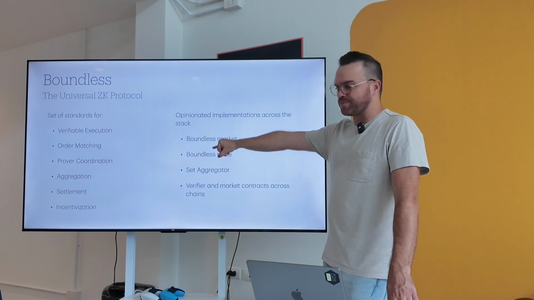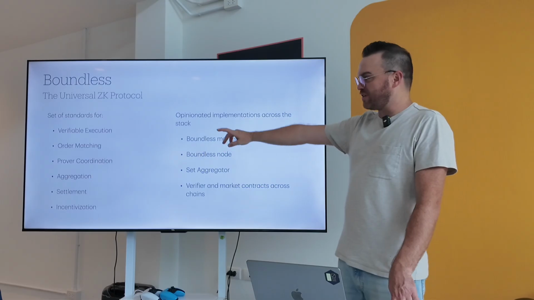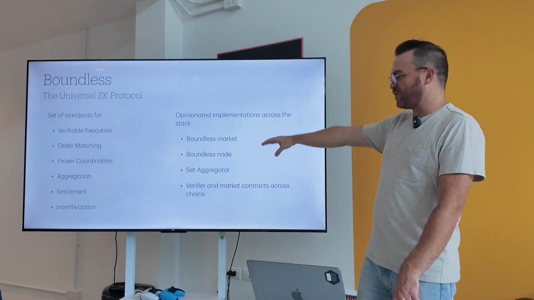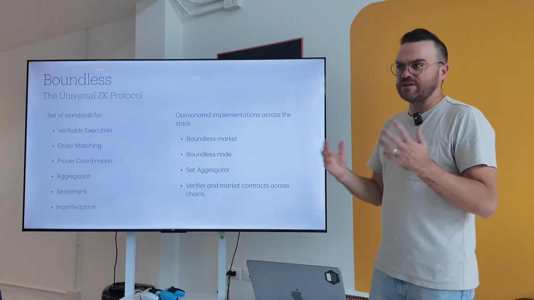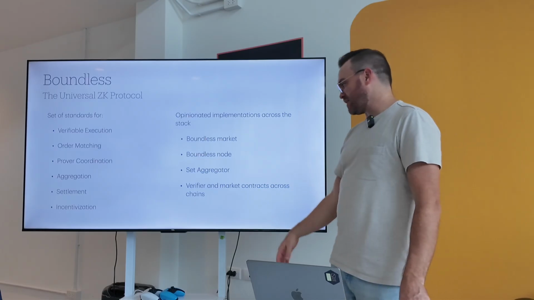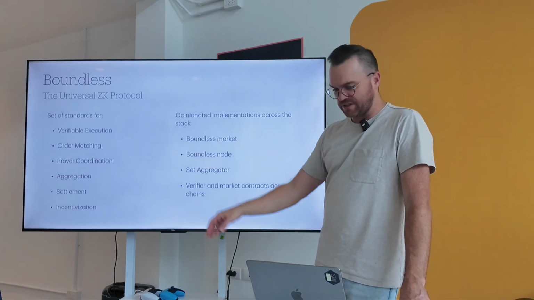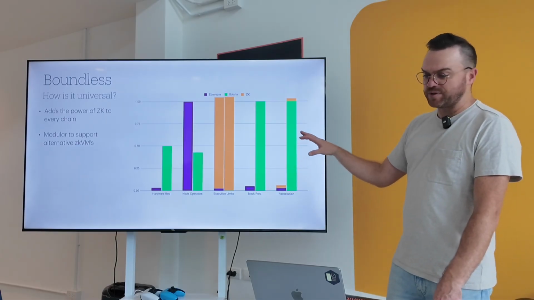So there's a market, like I mentioned, for matching buyers and sellers of proofs. The node does all of the prover coordination and proof coordination. There's a set aggregator contract that provides a standard for proof aggregation and how you can batch proofs and verify them on chain. And then there's various verifier and market contracts to facilitate the settlement. That's what we're hoping to achieve with Boundless.